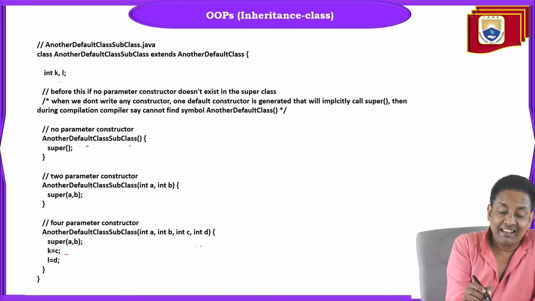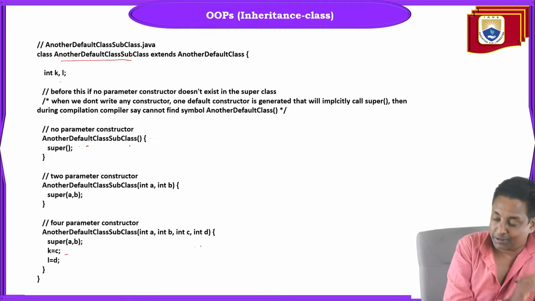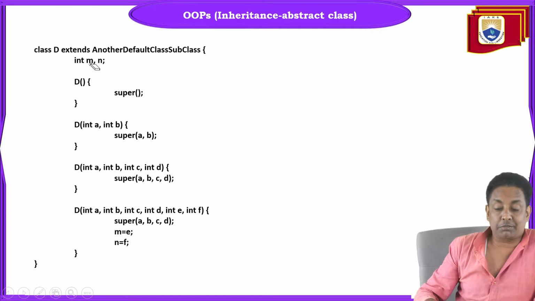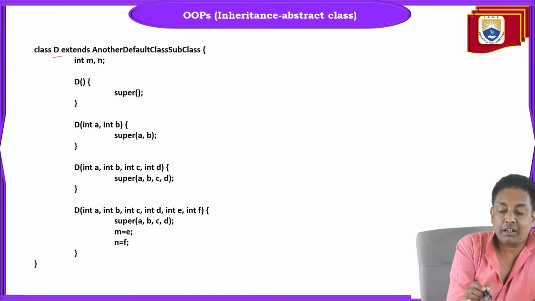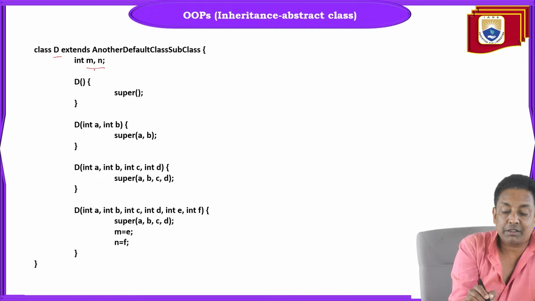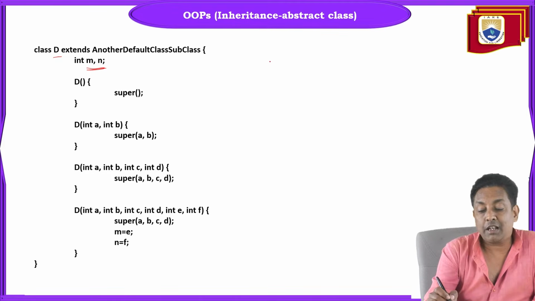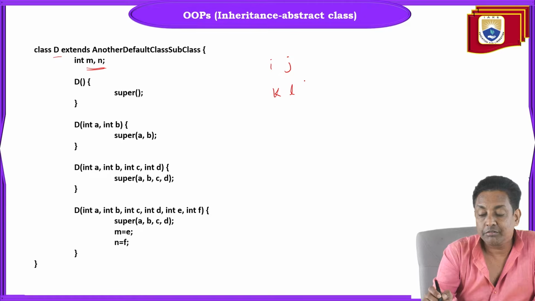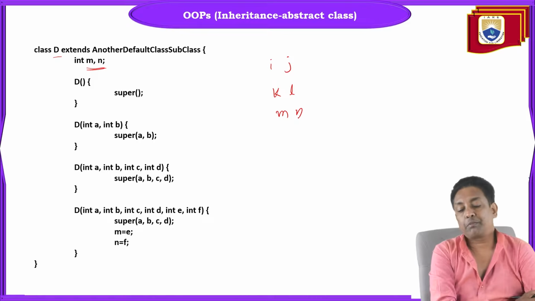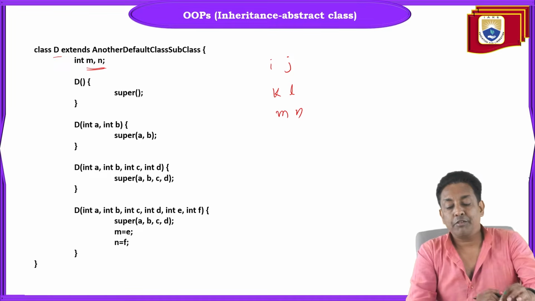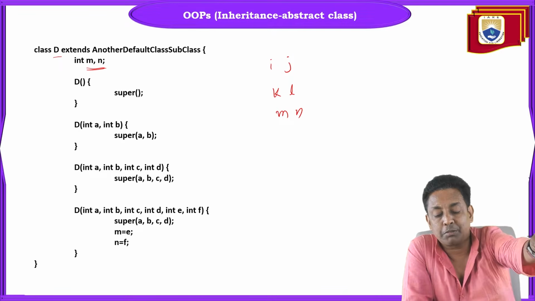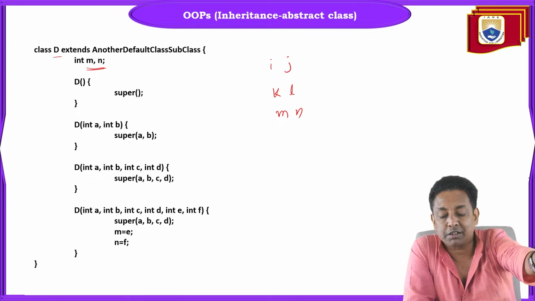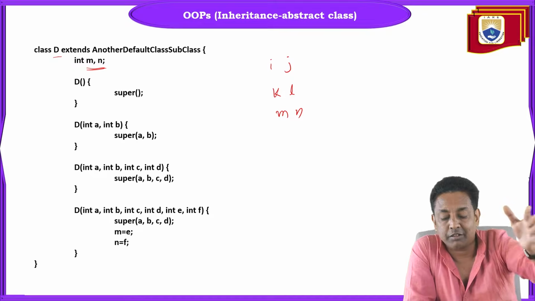See here. This is another class, another default class subclass. To this class we are writing one more subclass called D. Here ij, kl, mn: two variables are declared as mn. In the first superclass ij, in its immediate subclass ij, kl, and in this class mn. So you tell me, in this class, if a no-parameter constructor is written, the superclass no-parameter constructor will be called. If a two-parameter constructor is written, the superclass two-parameter constructor is called. These two i and j will be initially passed here.